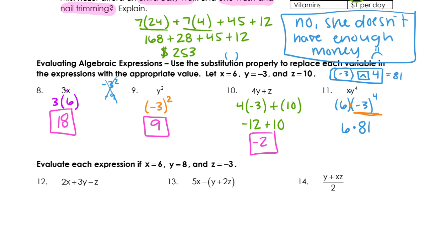Now again, that is most of you. If you don't have a button that looks like that on your calculator, please, please, please come see me and I can show you how to do exponents on your calculator if you are unsure. But with that being said, 6 times 81 would give us 486 for our final answer.